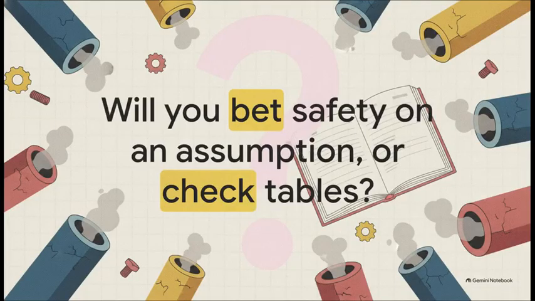So we're going to leave you with this final thought today. When you're working with industrial piping, the stakes are just incredibly high. A ruptured pipe isn't a minor inconvenience. It is a profound, life-threatening safety hazard. So the next time you're asked to specify a pipe, are you going to bet your system's safety on an assumption? Or are you ready to crack the code? Open up ASME B36.19M and check those tables.